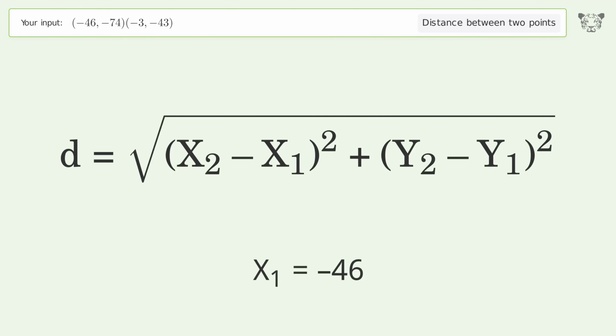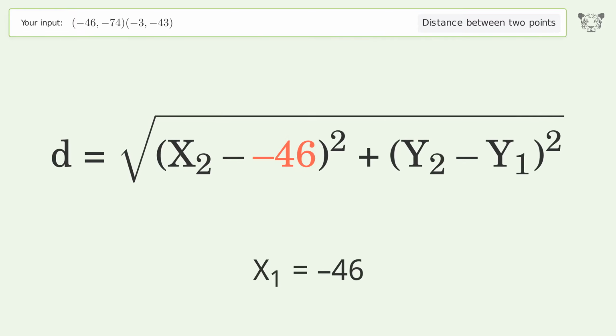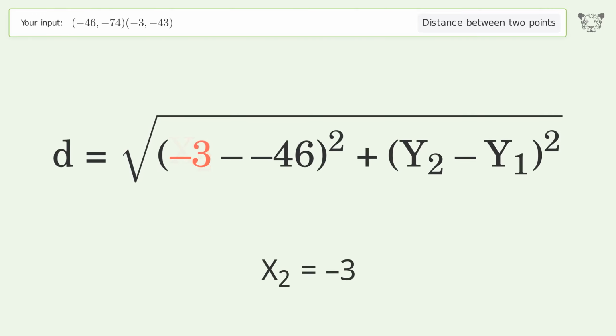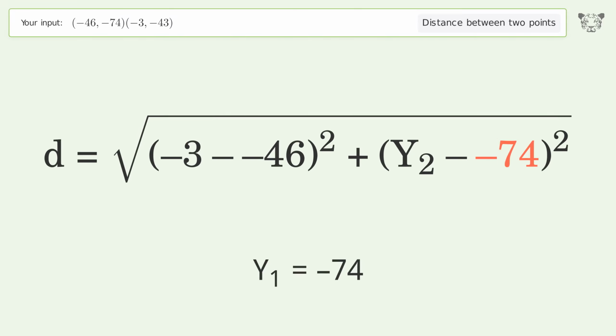x1 equals -46. x2 equals -3. y1 equals -74. y2 equals -43.